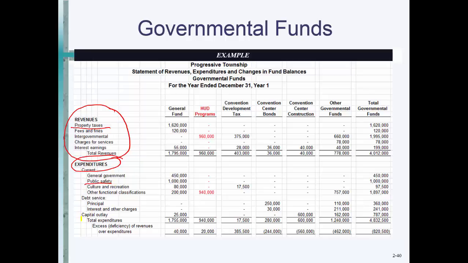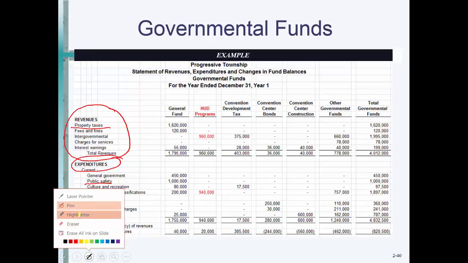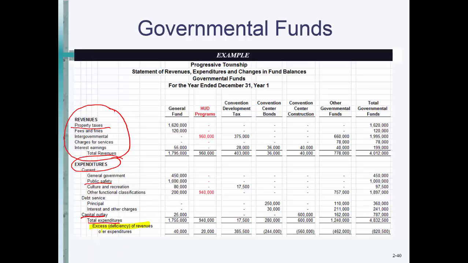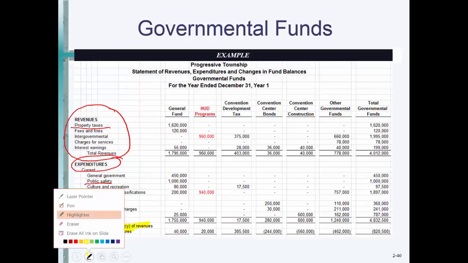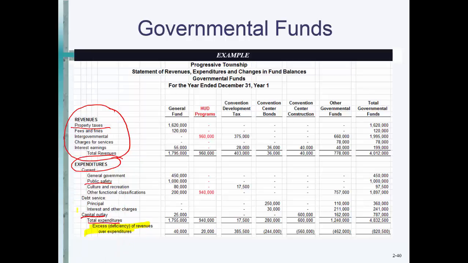We have what? We have our capital outlay. If we spend money on police cars, we're going to report that as an expenditure as well, aren't we? Okay. Now we get down here to this item called excess deficiency of revenues over expenditures. See that line item? I want you to go ahead and say that that one is like, L-I-K-E, like operating income.